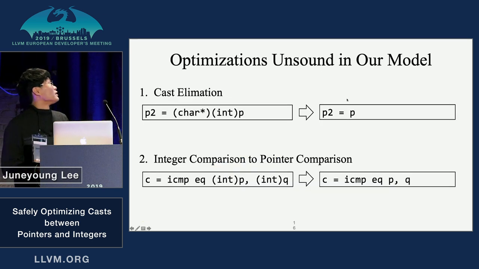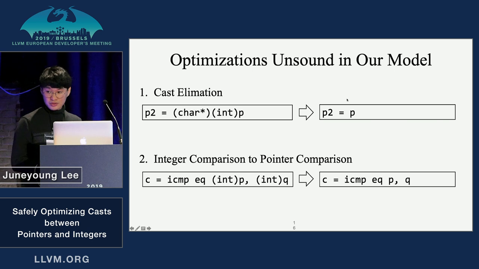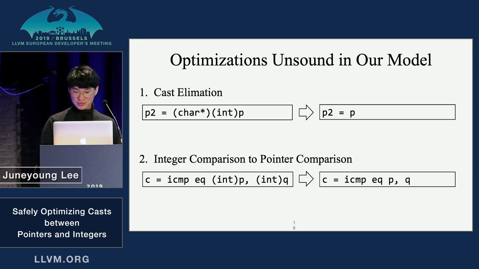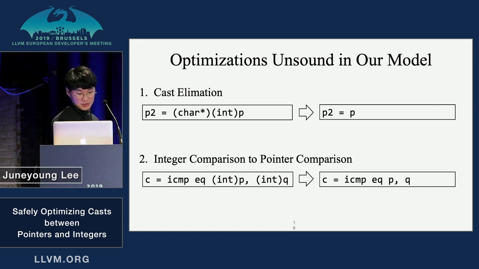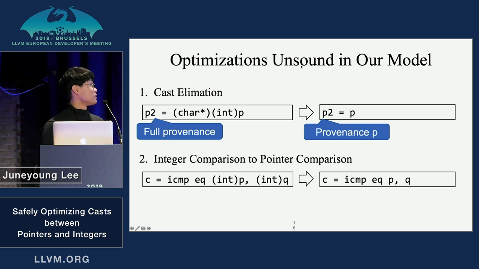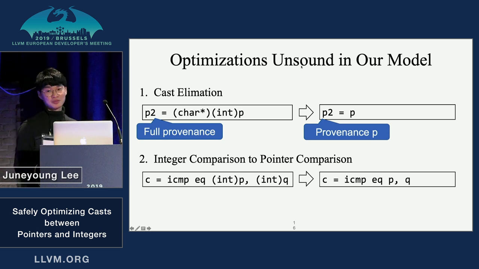Okay, then now let me explain two optimizations which are unsound in our model. First one is cast elimination, as we've described before. Before optimization, P2 has full provenance, but after optimization, it may have a specific provenance, meaning that it may point to some object, meaning that the behavior of the program may change after eliminating the cast.